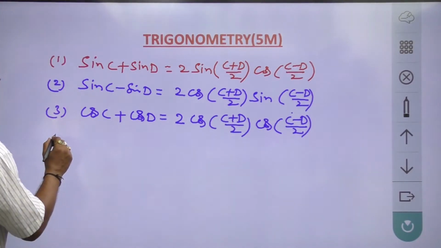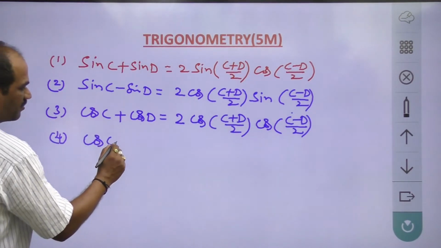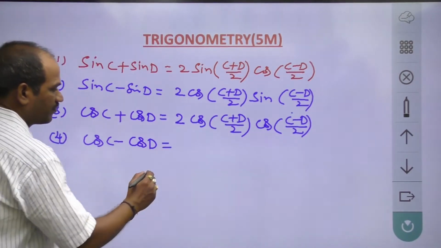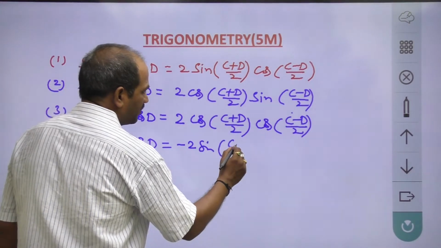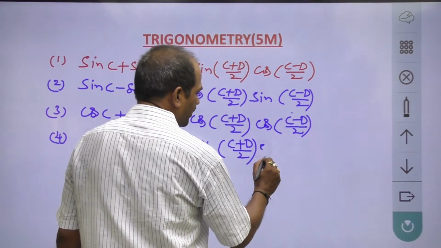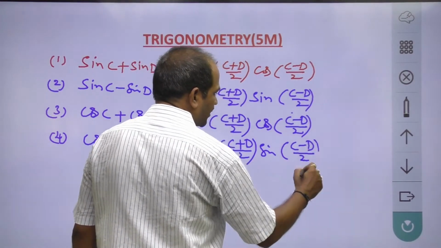Next, in this fourth one, cos C minus cos D is equal to minus 2 into sin of (C plus D) by 2 into sin of (C minus D) by 2.